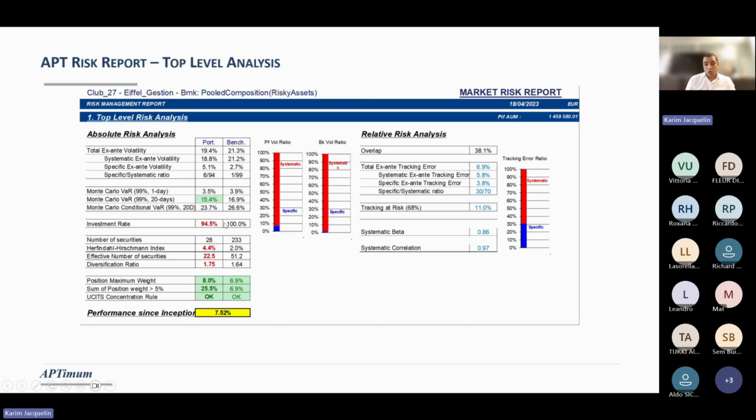Then you have the investment rate. So in this case, the investment rate is very high. The portfolio only has 5.5% in cash. The rest is invested in risky assets.